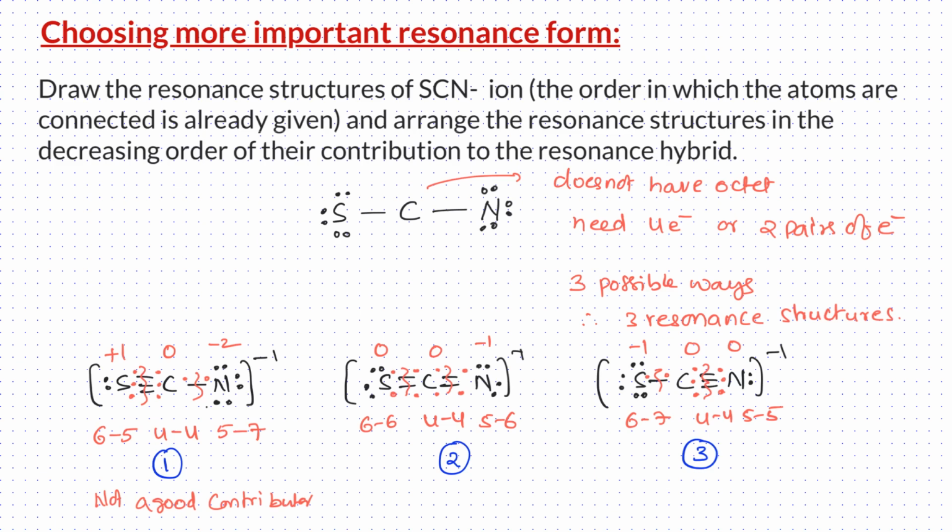Structure 2 and structure 3 have the same distribution of formal charges, that is -1, 0 and 0. However, structure 2 has the negative formal charge on nitrogen, which is a more electronegative atom than sulfur in structure 3. Therefore, structure 2 is a better structure and contributes more to the resonance hybrid. If I have to place these structures in the decreasing order of their contribution to the resonance hybrid, it would be structure 2, followed by 3, followed by 1.